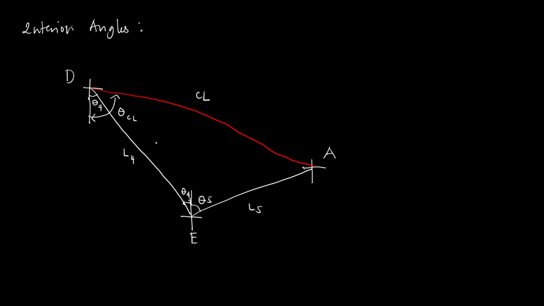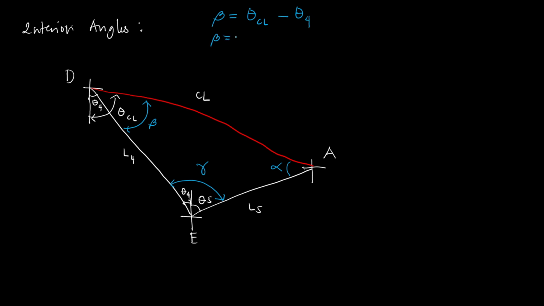Ayan, theta 4. So, mag-assume lang tayo ng, let's say, mga interior angle. So, dito ay, let's say, beta. And then, dito is, alpha. And then, dito ay, gamma. Ayan. So, una, pwede natin makuha yung beta. So, yung beta is yung bearing ng CL minus yung theta 4.